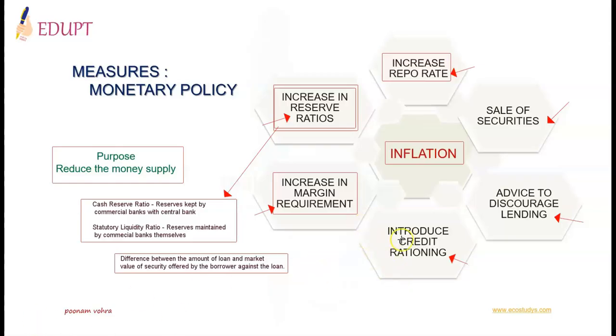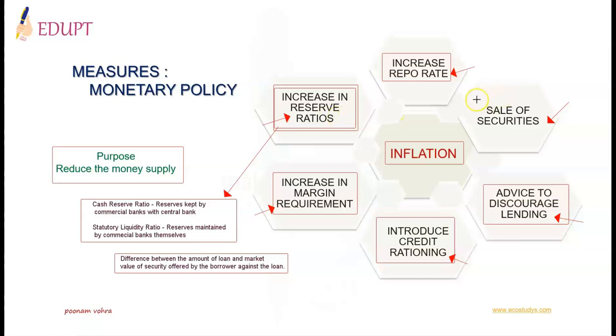Then government may introduce credit rationing, that is selective credit control, under which central bank gives direction to other banks to give or not to give credit for certain purposes to particular sectors. So during excess demand, central bank introduces credit rationing to prevent excessive flow of credit. It enables to wipe off the excess demand. Central bank may also give advice to commercial banks to discourage lending in order to control the money supply.